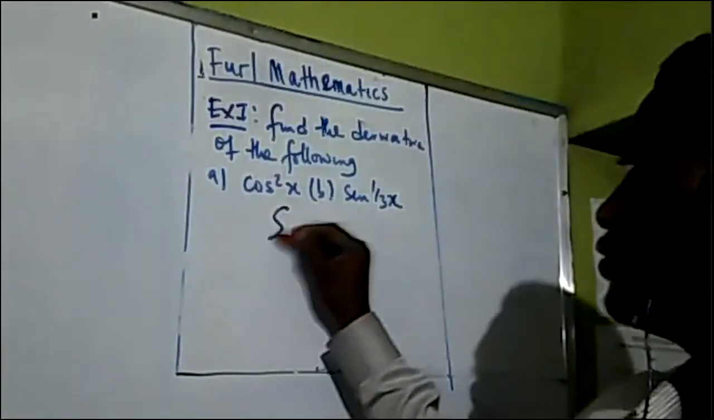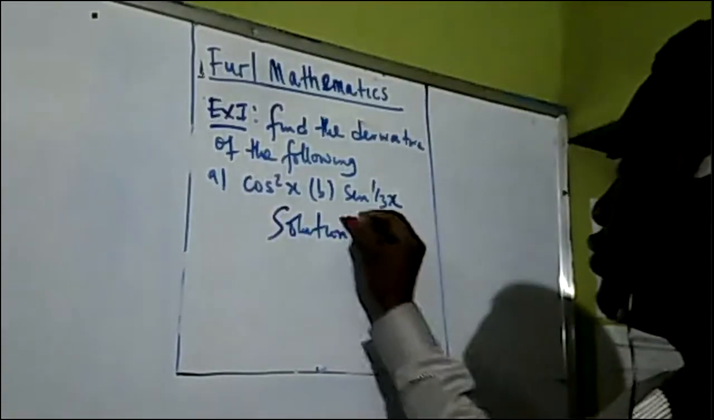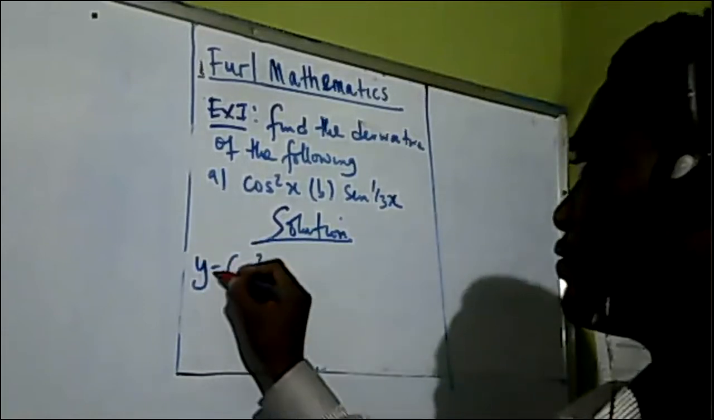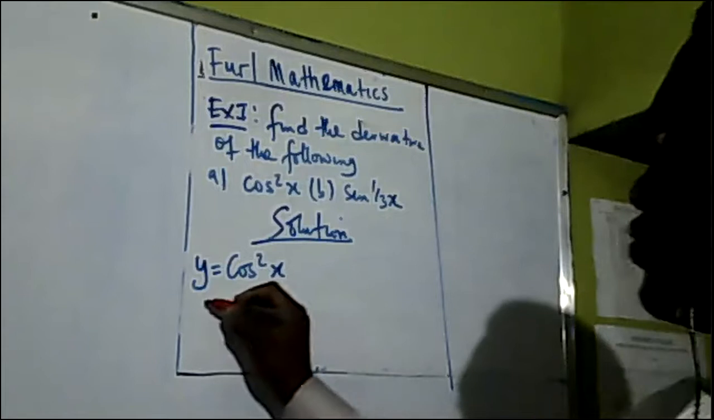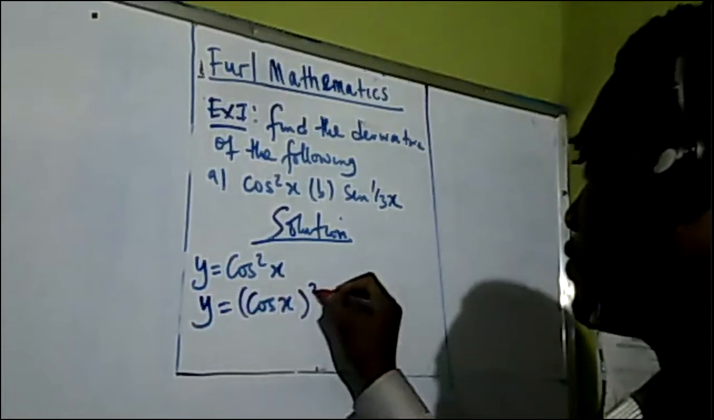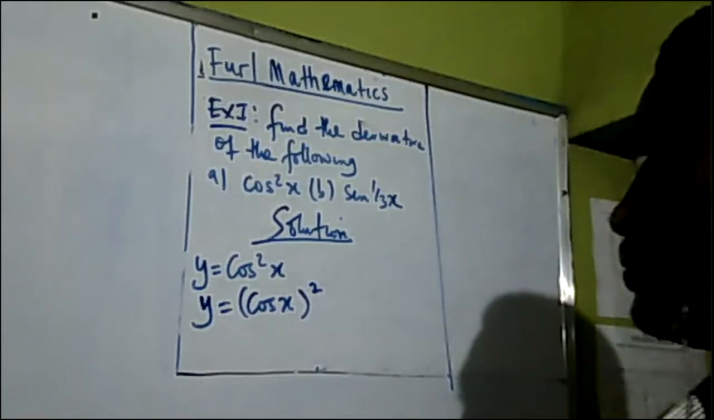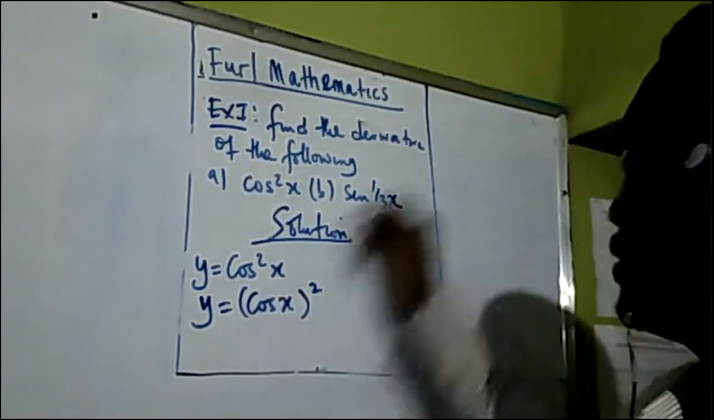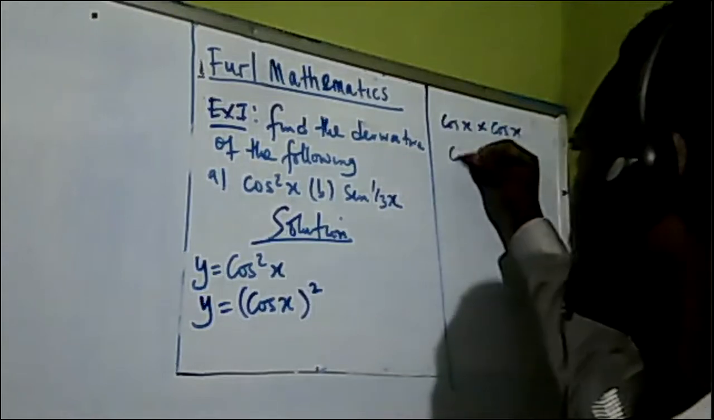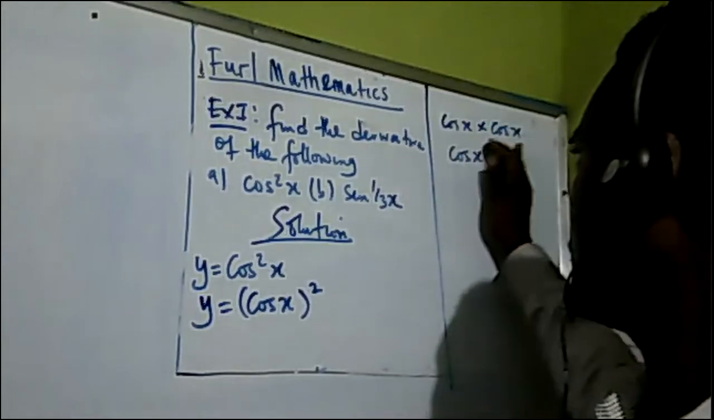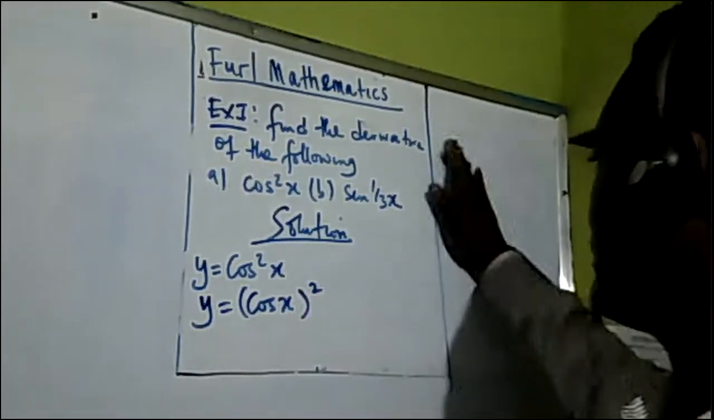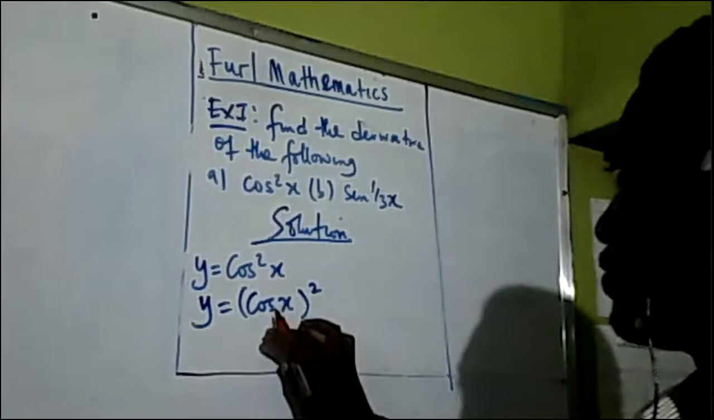Now the solution to this is you are going to use the chain rule. Cos squared x, y is equal to cos squared x. So you separate, y is equal to (cos x) squared. That is the actual meaning of this. If you have cos x times cos x, it's not going to give you cos of x squared, but cos squared x, meaning you multiply 2 times. So if I put this in brackets, it means cos x times cos x.